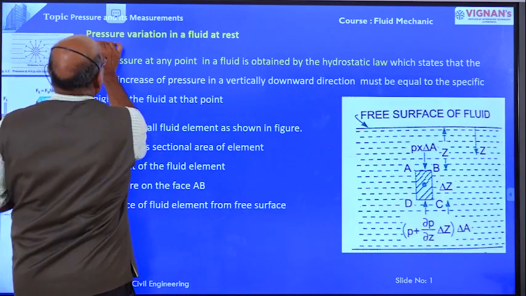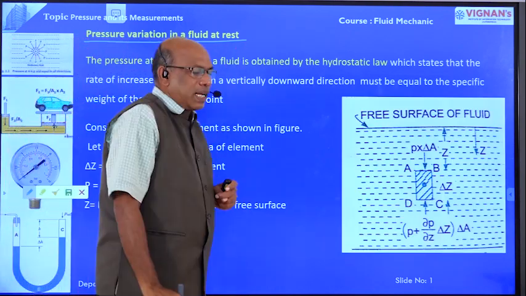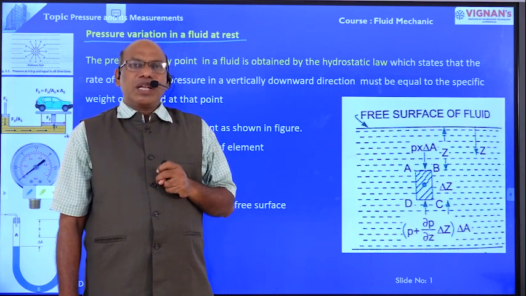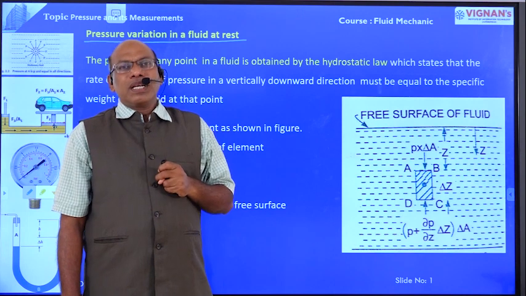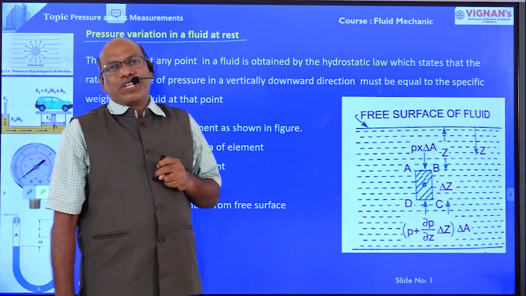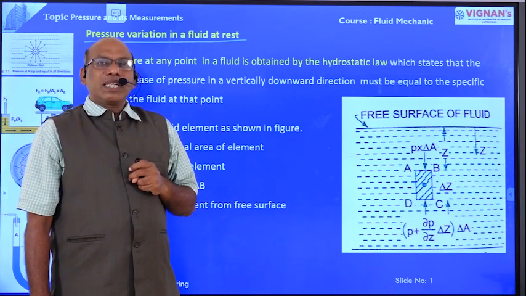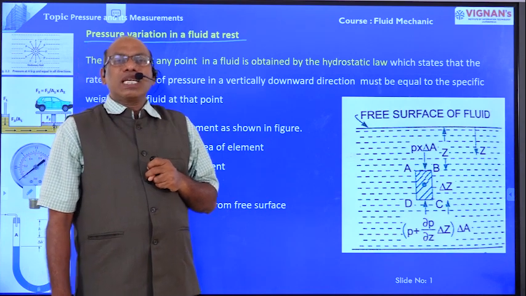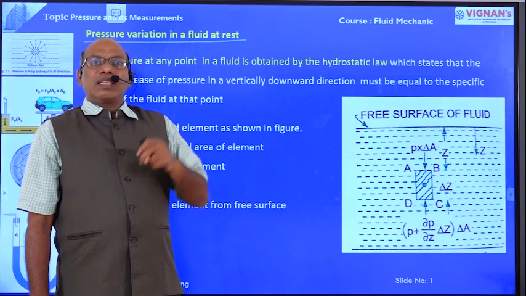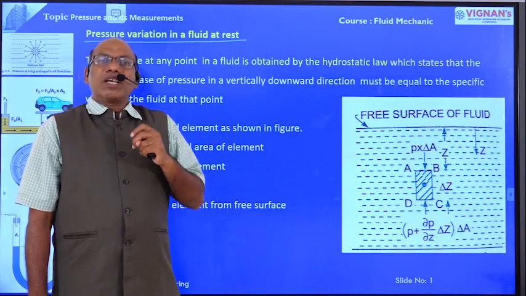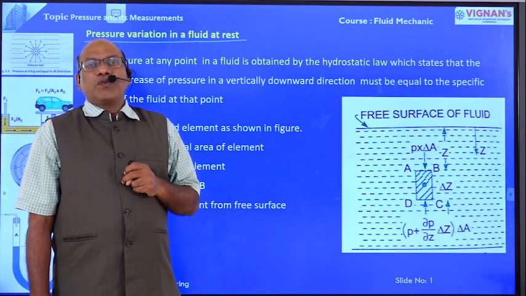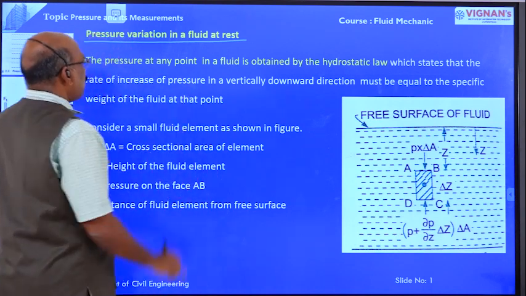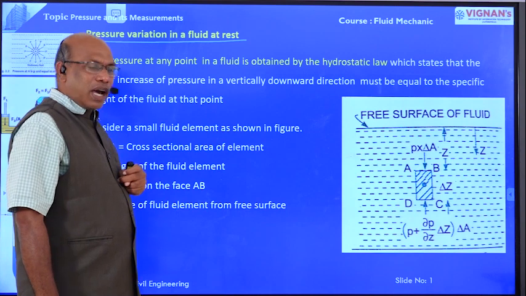Pressure variation in a fluid at rest. The pressure variation in a fluid at a point is obtained by the hydrostatic law. The hydrostatic law states that the rate of increase of pressure in the vertical direction is equal to the specific weight of the fluid at that point. Right? That is the definition of the hydrostatic law.